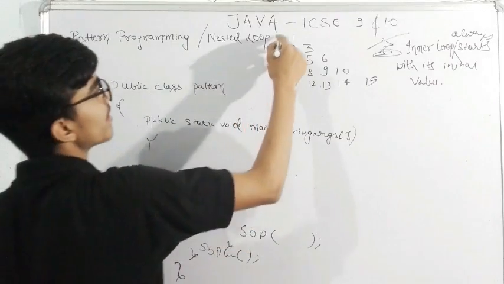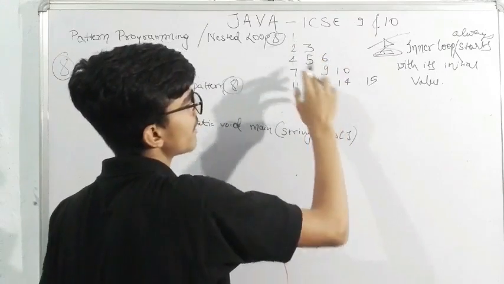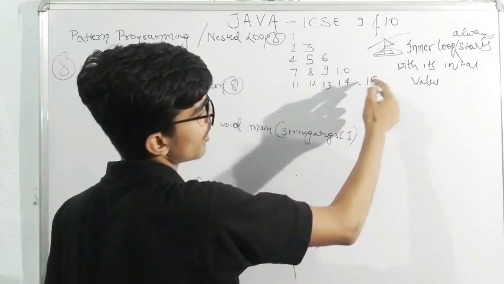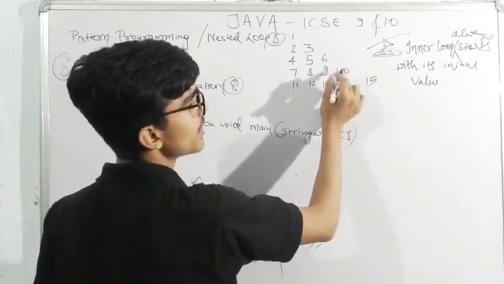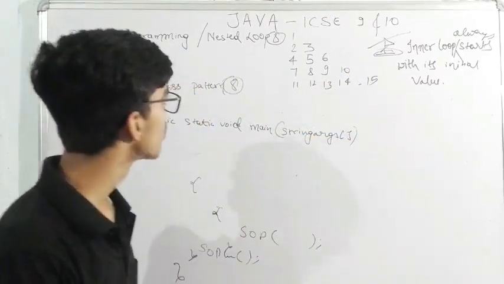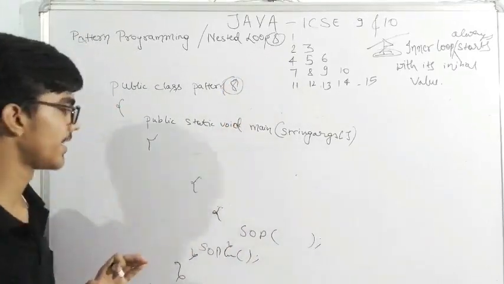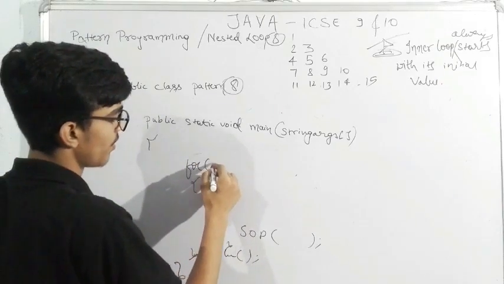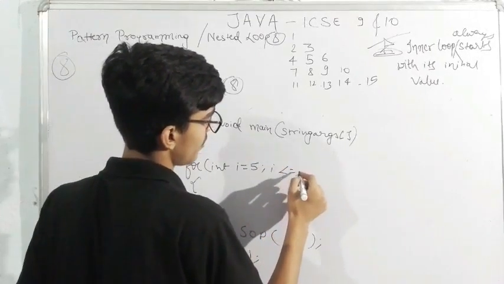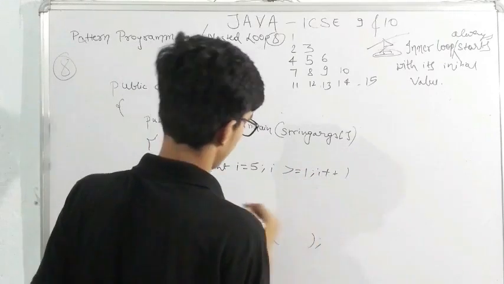So in question number 8, pattern 8, we have a program in sequence which is 1, 2, 3, 4, 5, 6, 7, 8, 9, 10, 11, 12, 13, 14, 15. This is not 1, 0, this is 10. So we have to write a program to print this pattern. Question number 8. So we'll write for I is equal to 5, I is more than or equal to 1, I plus plus.